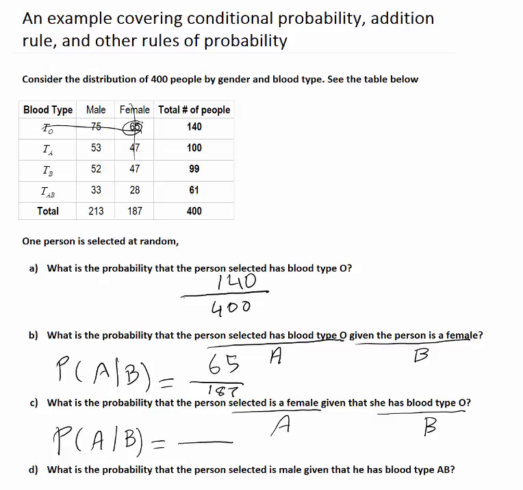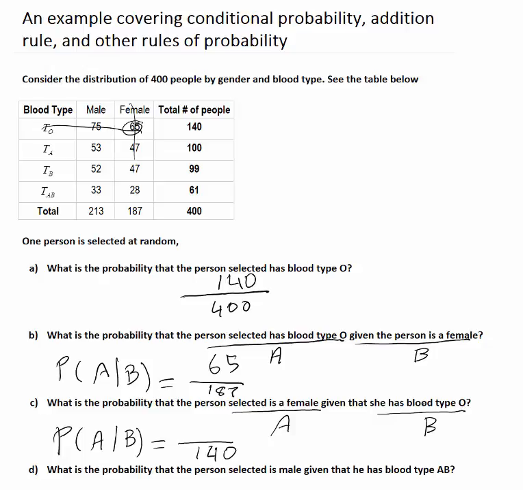What goes in the denominator? The condition is that we want the person to have blood type O. So we want to select from the group of people who have blood type O. How many people in total have blood type O? We have 140, so we put 140 in the denominator. Now in the numerator, we want the person to be female and have blood type O. How many females have blood type O?